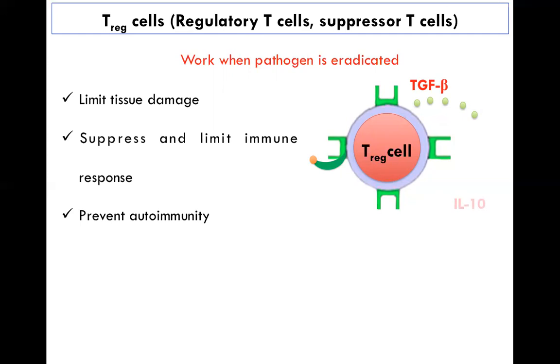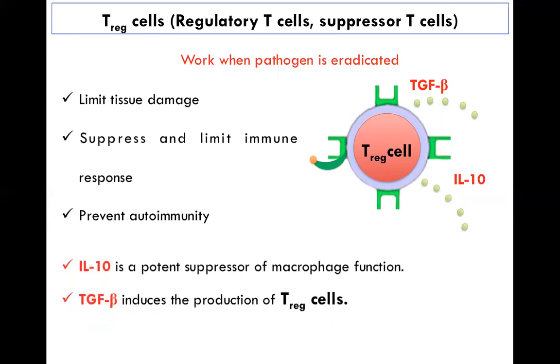So if we talk about regulatory T cells, they are differentiated by important factors, and they release interleukin 10 and TGF beta. Interleukin 10 is a potent suppressor of macrophage function, while TGF beta induces the production of T regulatory cells, so they will produce more T regulatory cells. As a result, they can protect our body from the attack of immune cells.